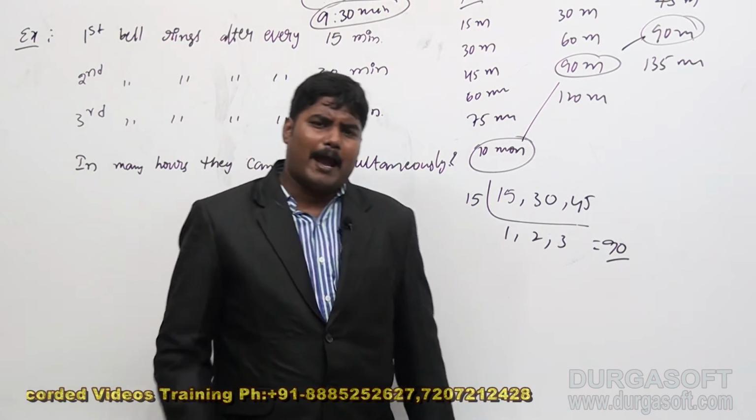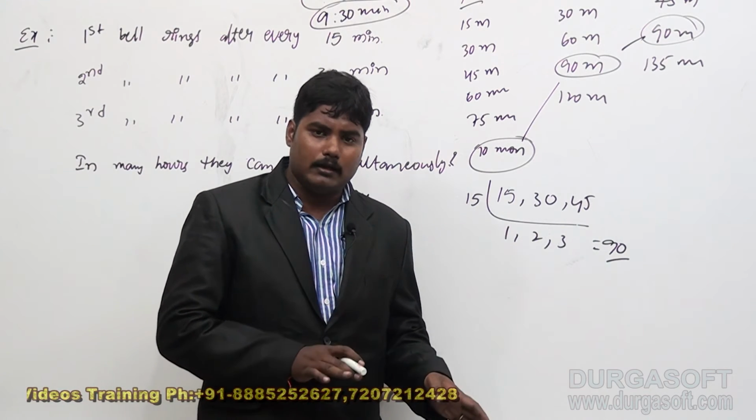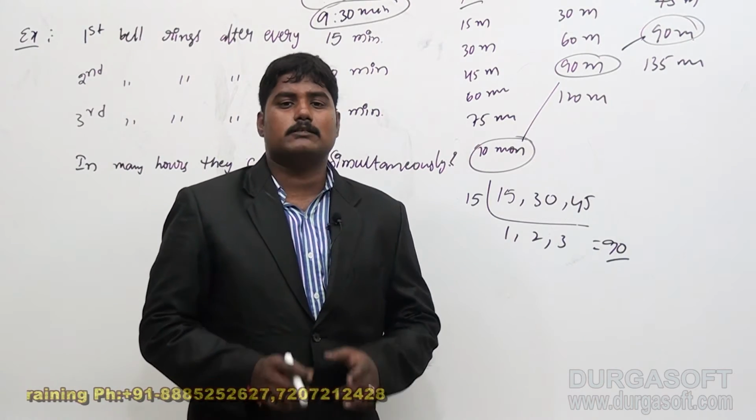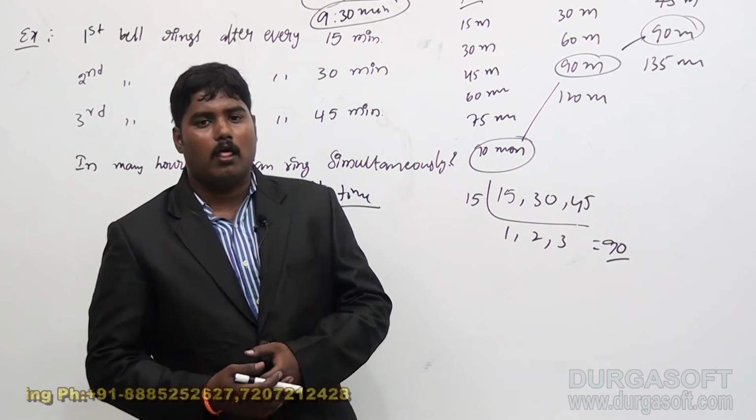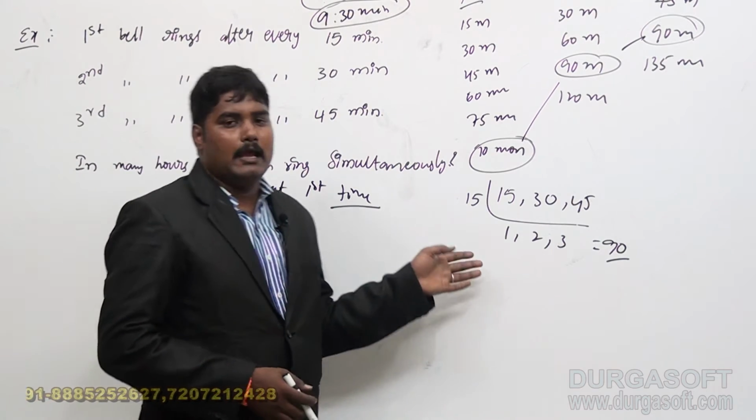The highest number's multiple that is common to all the numbers is said to be the LCM. That is the shortcut: highest number multiple common to all is said to be the LCM.